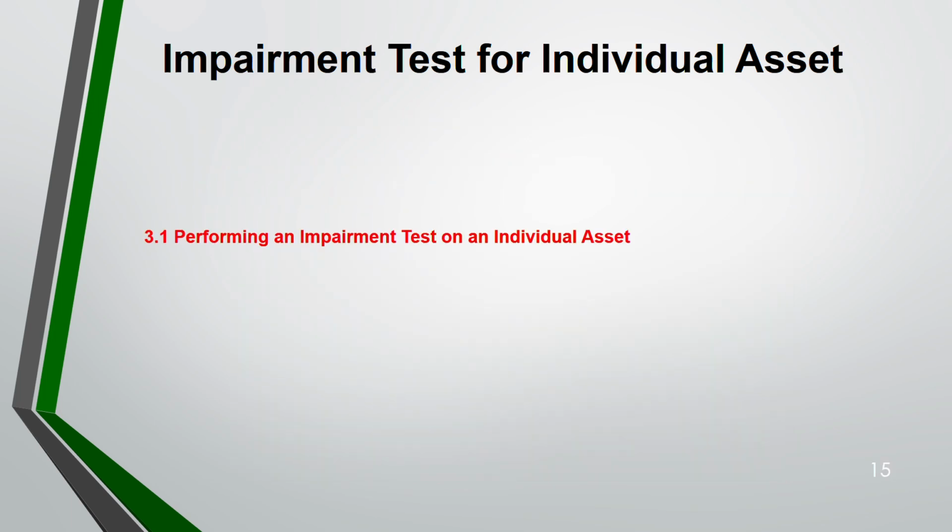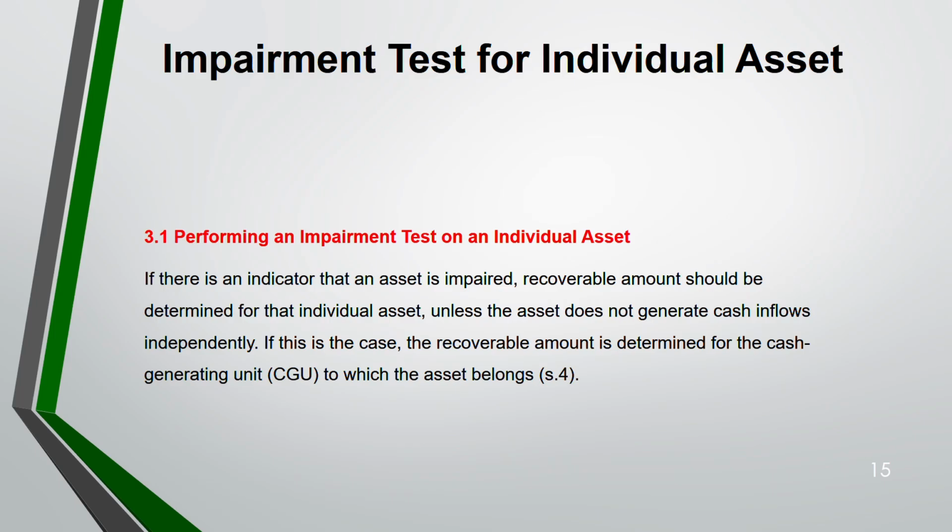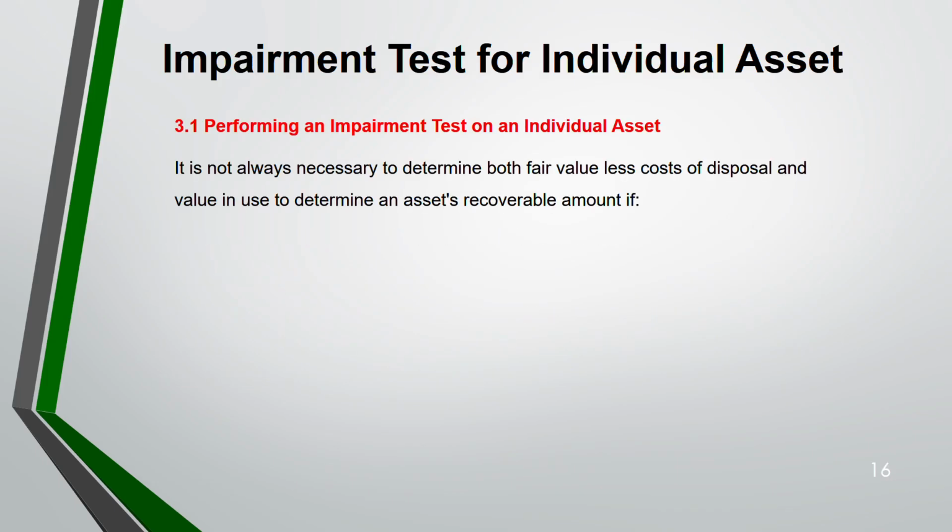Now, if there is an indicator the asset is impaired, recoverable amount should be determined for that individual asset by comparing the higher of the two, unless the asset does not generate cash inflows independently. If this is the case, the recoverable amount is determined for the cash generating unit to which the asset belongs. Let's forget about CGU. This we are going to do in section 4. Let's just focus on the individual asset that has been impaired. It is not always necessary for you to determine both your fair value less cost of disposal and value in use.